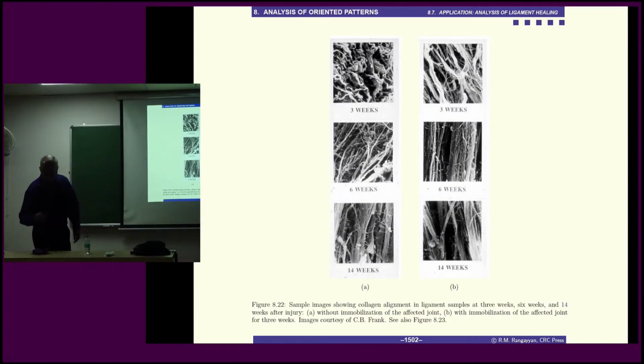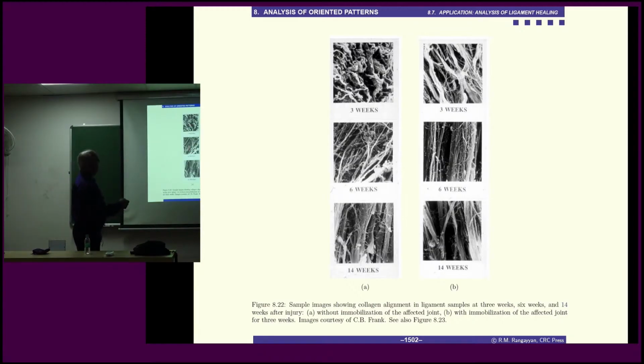So you see that if you do not immobilize, at 3 weeks there isn't much organization at all, and at 6 weeks there is not much organization. The joint has been free after injury. 6 weeks there is some recovery, 14 weeks there is some more orientation. But these are different rabbits, different ligaments. One sample, once you take this out from the rabbit, that rabbit has to be sacrificed.